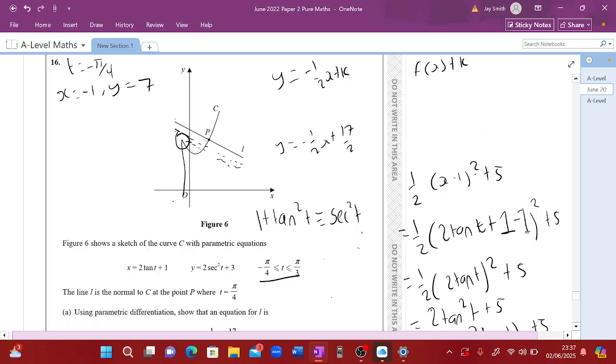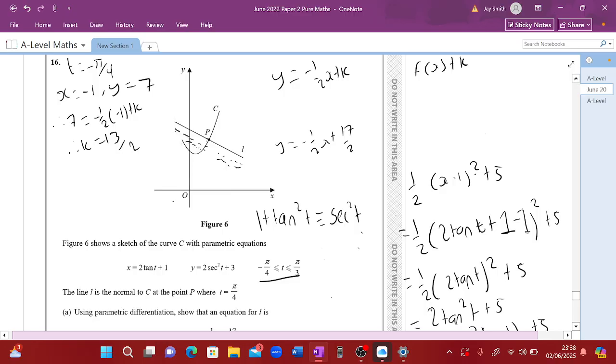So, okay, that's cool. But then to find the value of K, I'm going to substitute it into here. Therefore, 7 is going to be minus a half of minus 1, add K. Therefore, K is 7 minus a half, which is going to be 13 over 2, if I solve that equation. Now, that's one value of K.